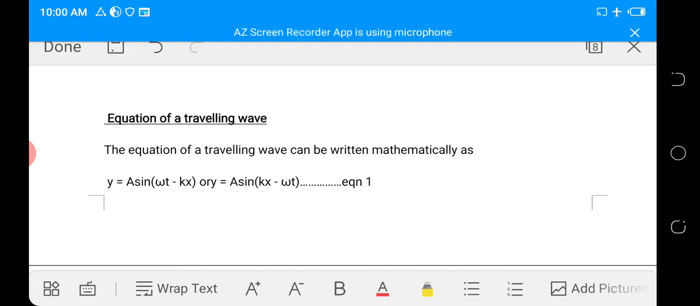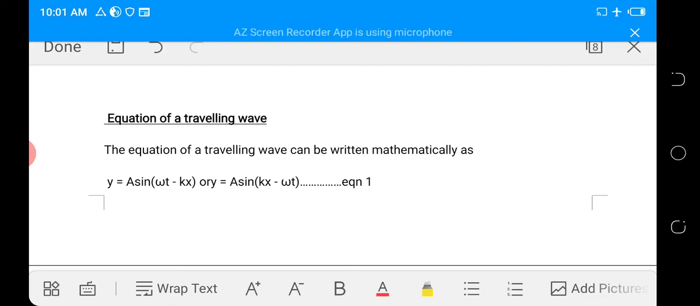The equation 1 we are seeing on the screen is a sine function, and the wave equation is written as y = A sin(ωt − kx). That first one is when the wave is traveling towards the negative x direction. It can also be written as y = A sin(kx − ωt). That is when the wave is traveling towards the positive x axis.